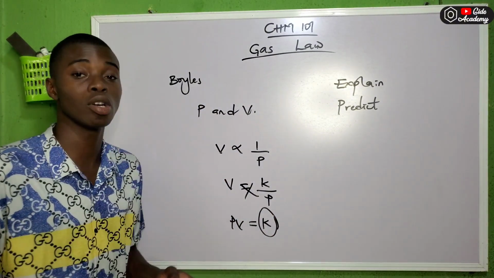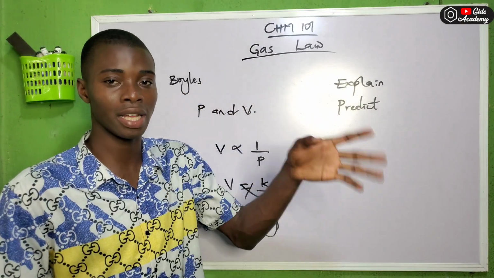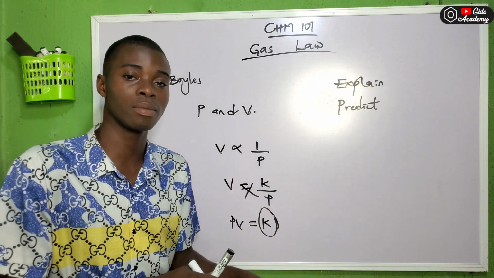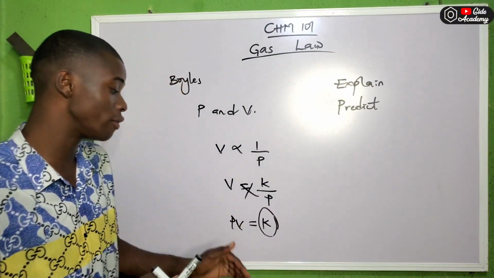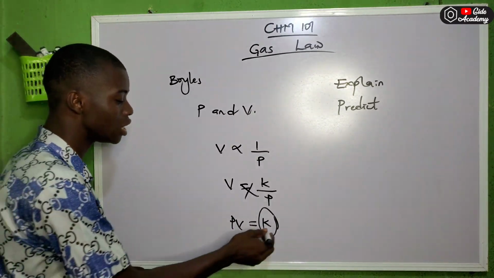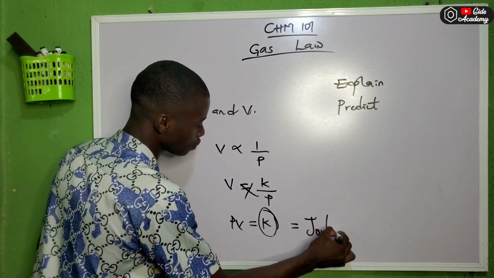Please take note. This value of K differs from one law to another. We have a K in Boyle's law, a K in Charles's law, a K in Avogadro's law. For this particular episode, the K in Boyle's law differs from the K in Charles's law, differs from the K in Avogadro's law, differs from all the K's. So please take note of that.